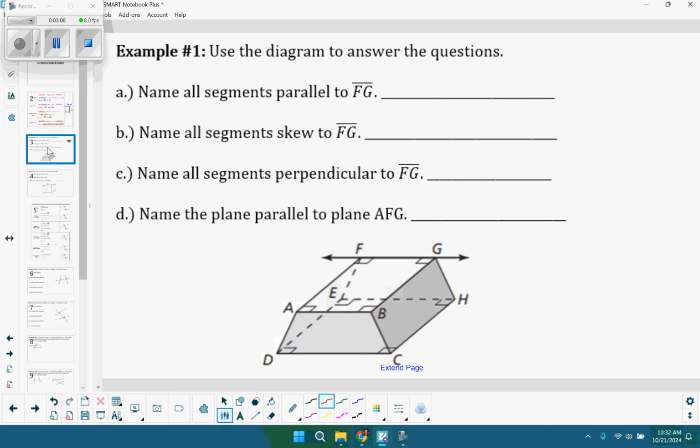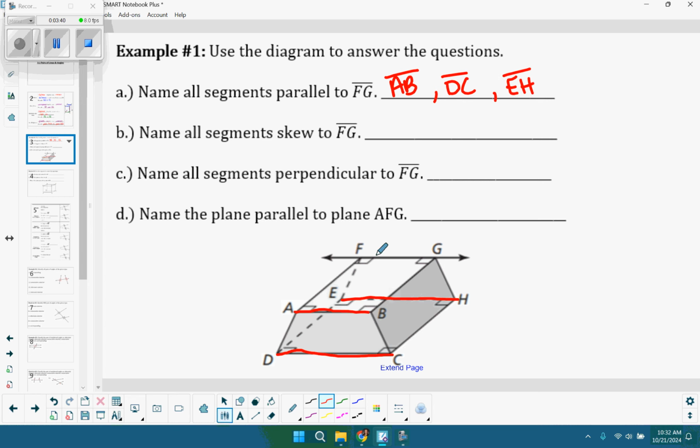So in our first example, we're going to name all segments parallel to FG. So FG is the one that they've drawn a little extra on. So I'm looking for anything that's going the same direction as FG that will never touch FG. So we could say AB is going the same direction as FG and will never intersect. We could also say the same thing about DC. It's going the same direction as FG but will never cross it. And EH.